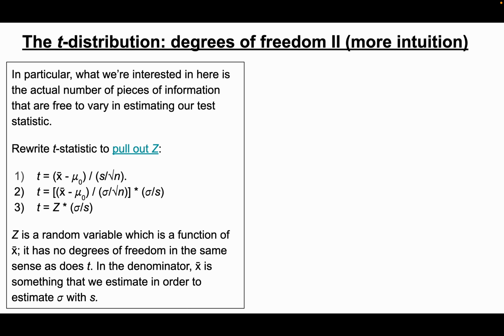Z is a random variable, which is a function of x bar, so it's one random variable. It doesn't have any degrees of freedom in the same sense as does t, but in the denominator, we've got this x bar here, which is part of s, and it's something that we estimate in order to estimate sigma with s. So that kind of does two things. One, it gives this really complex form, which turns out, fortunately, not to matter much, but it is the case that the t statistic, therefore, is a ratio of two random variables, and it has a complicated exact expression. But secondly, it also means that we are giving up one piece of information.